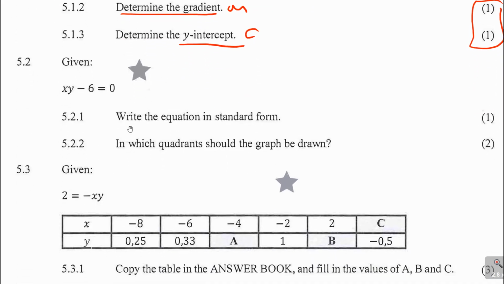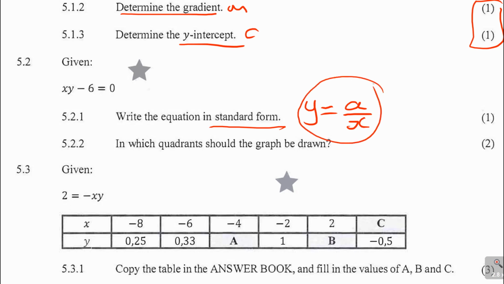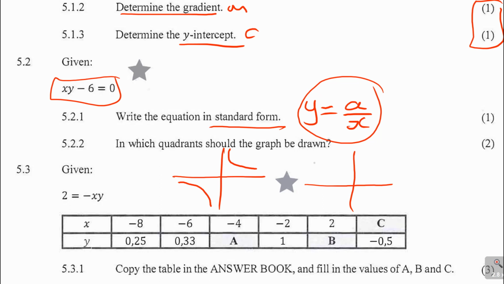And then you're given this, write the equation in standard form. Remember, this is y is equal to a over x. This is a hyperbola version, but you needed to do it in this part. Okay, in which quadrants should the graph be drawn? There are always 2 quadrants. It's either you draw it here, or secondly, you draw it here or here.